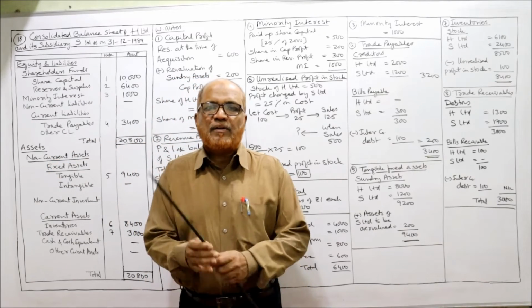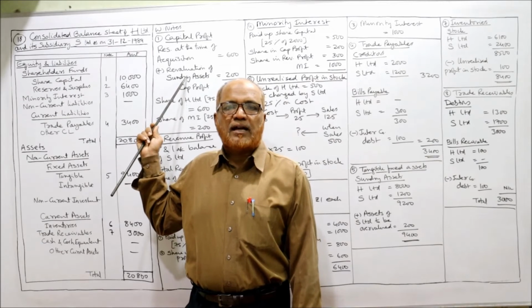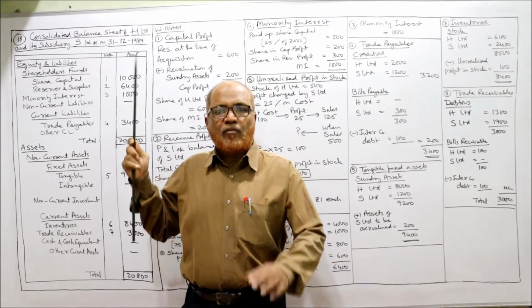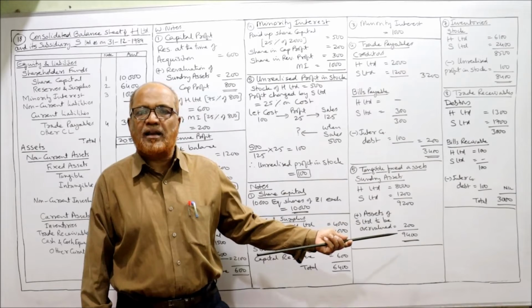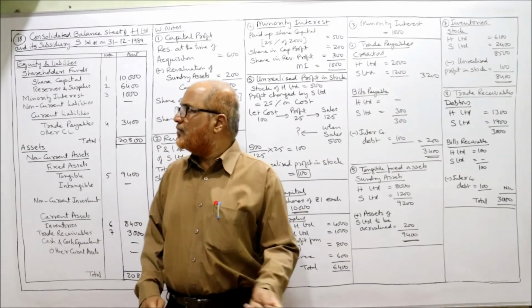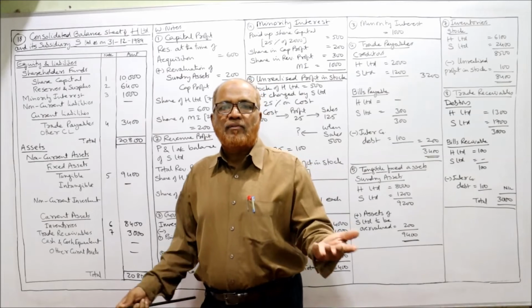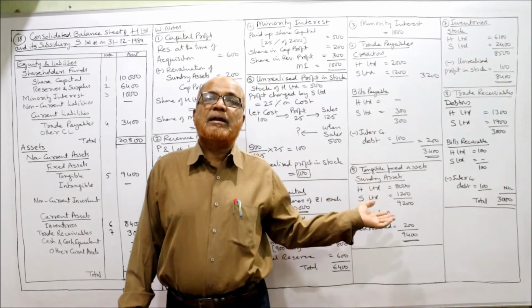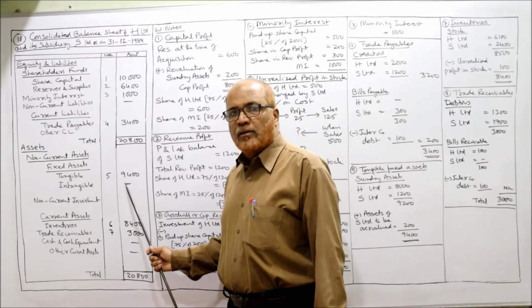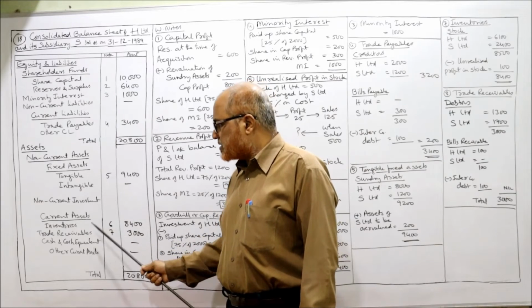So what will be the effect on the liability side? Capital profit is added by 200 rupees, and the same 200 rupees is added on the asset side in sundry assets. So 9,400 we have taken. Intangible assets, goodwill, but we don't have goodwill. We got capital reserve. No goodwill, no intangibles. Non-current investments are not there.